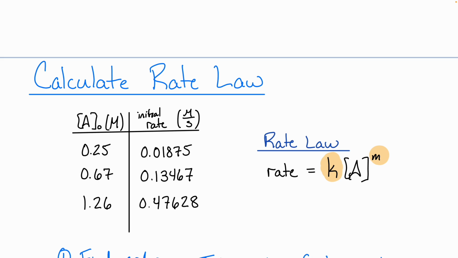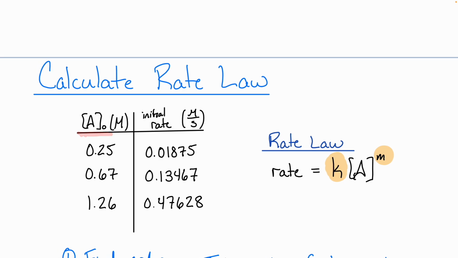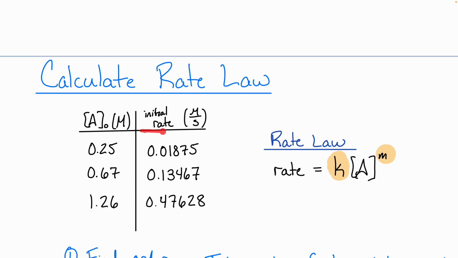And we said that we can do that by studying this data table here, which is the initial concentration of A in the reaction versus the initial rate. So we measure the rate of the reaction right at the very beginning, then change the concentration of A, do it again, change the concentration of A, and do it again. From this data set, we said that we can solve these two unknowns.